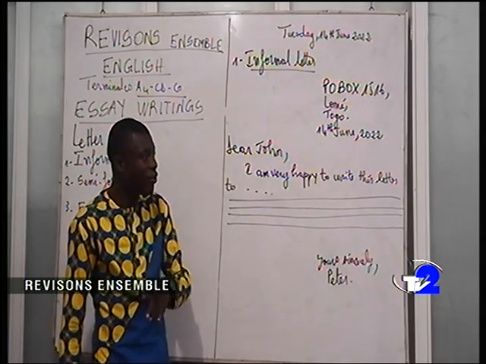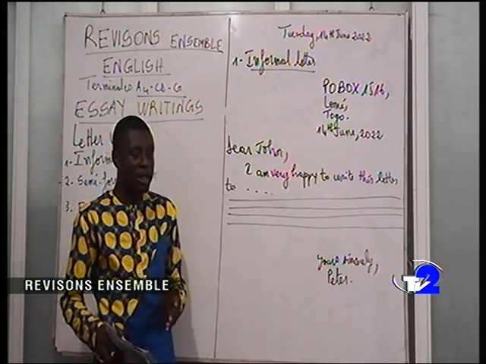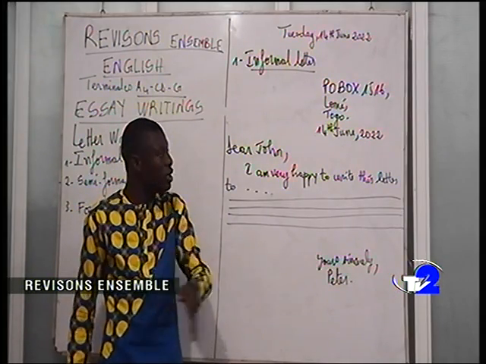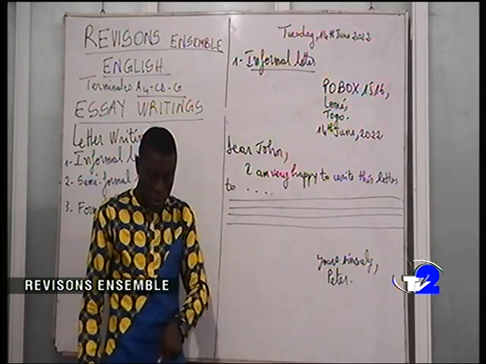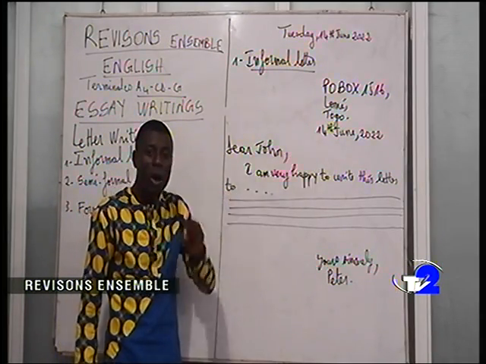And after that you put the date, the date of the day you are writing the letter. Don't write the day of I don't know. You write the day when you are writing the letter. For example, tomorrow will be 15th June. Today is the 14th. So write the day you are writing the letter.